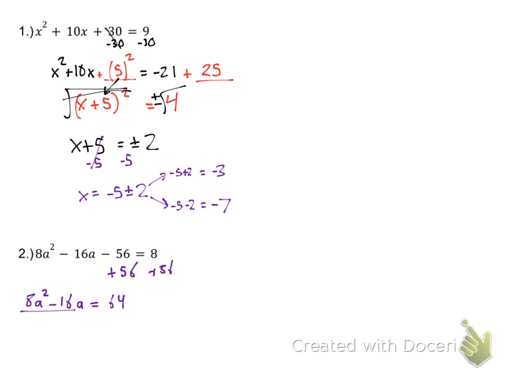So I'm going to go through and divide both sides by 8. So I get a squared minus 2a plus something equals, what's 64 divided by 8? 8 plus something. Okay, so we got a blank on each side. Now we can actually complete the square.